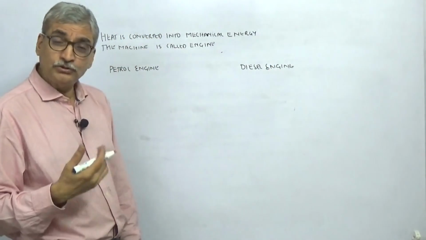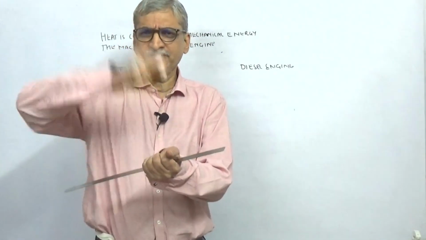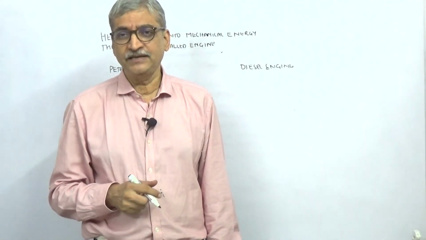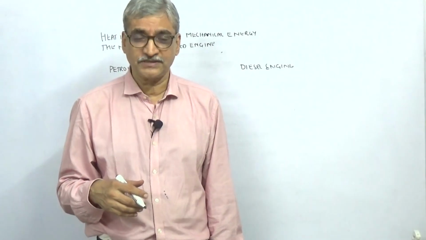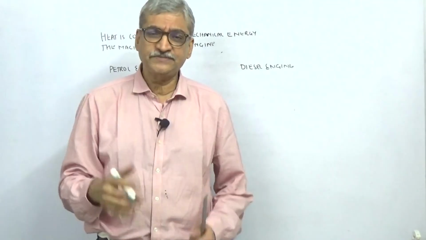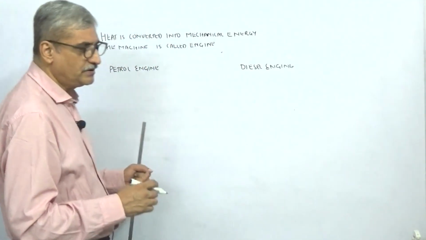So in a petrol engine, there are 2 types: one is called a 2-stroke engine and the other is 4-stroke. 2-stroke is just 1-2-1-2. But these days 2-stroke engines have been banned in India because they release too much carbon monoxide. Your very old auto rickshaws were 2-stroke engines. Now everything has been converted into 4-stroke engines. So we are talking mainly about the 4-stroke petrol engine.